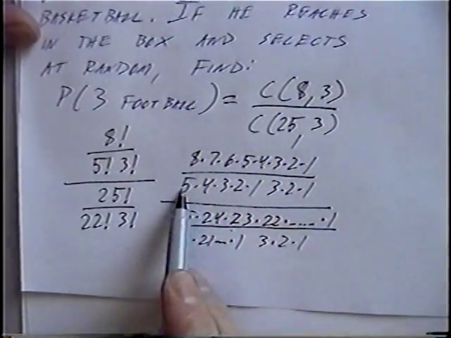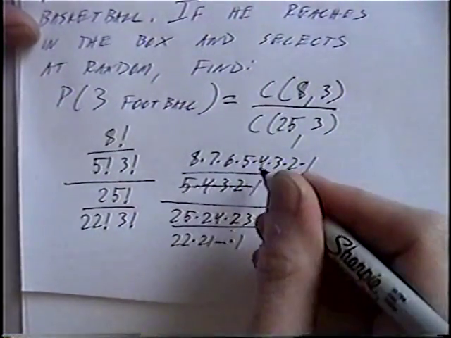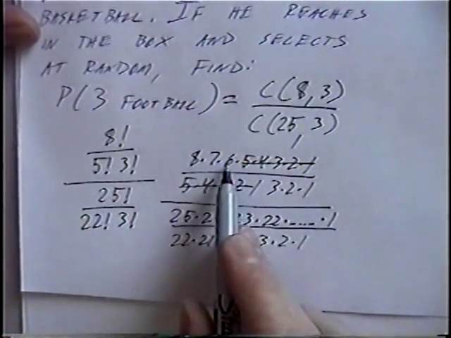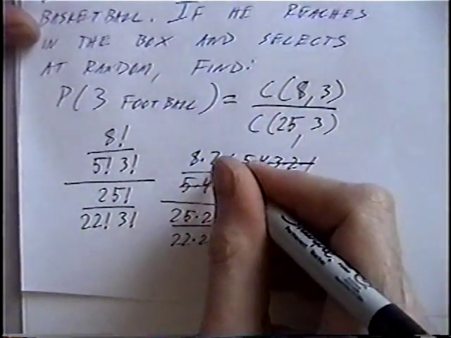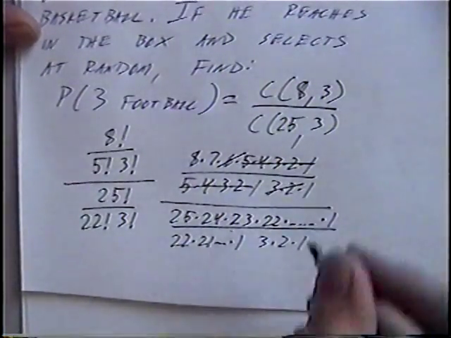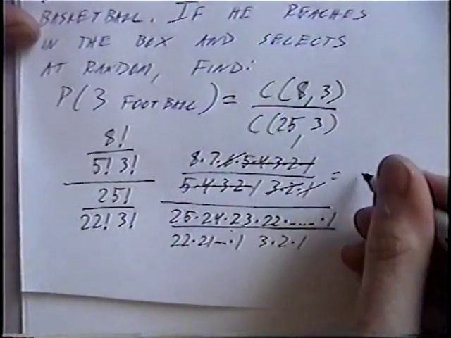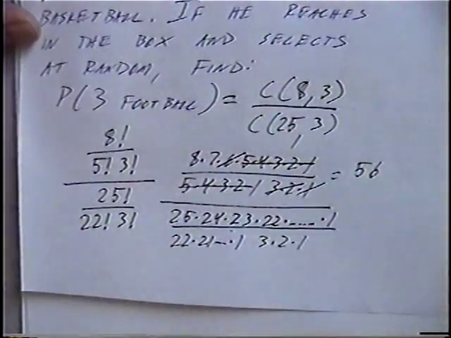Simplifying this, we can cross off 5 through 1 for the numerator of this fraction. 3 times 2 would be 6, so we can cross off the 3, the 2, and the 6. The 1 again we can ignore, so we're left with 8 times 7 for the top, which would be 56 for a numerator.